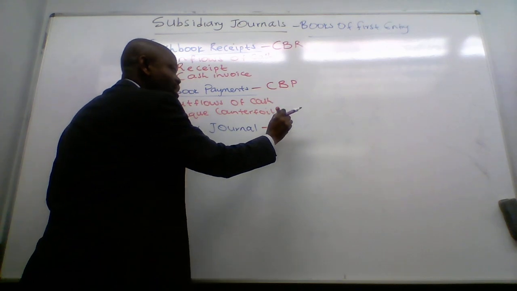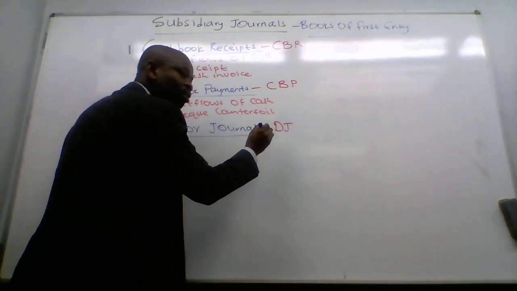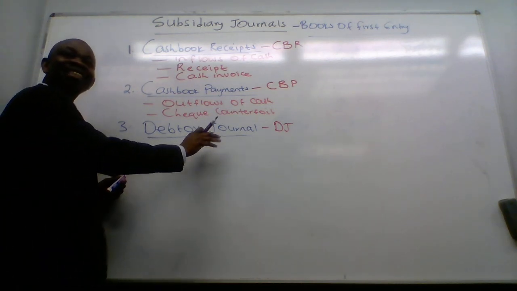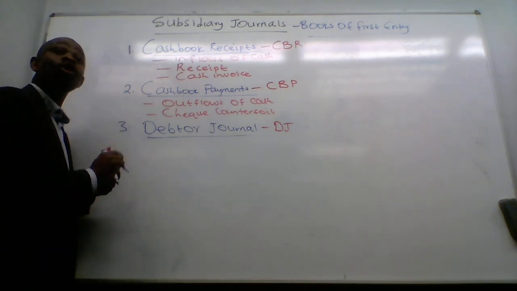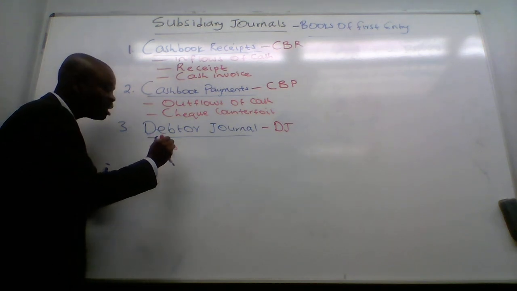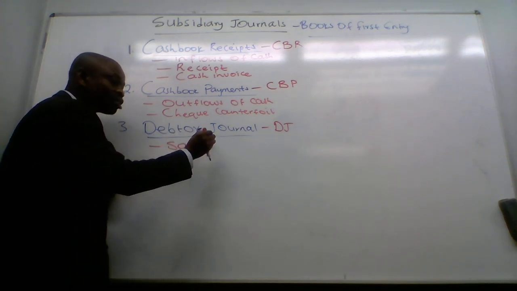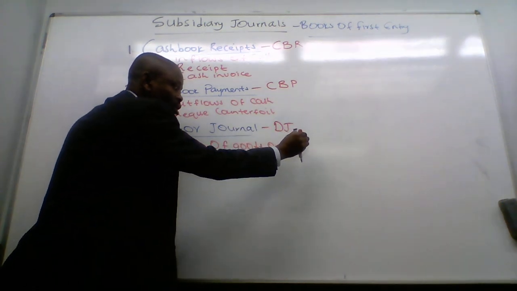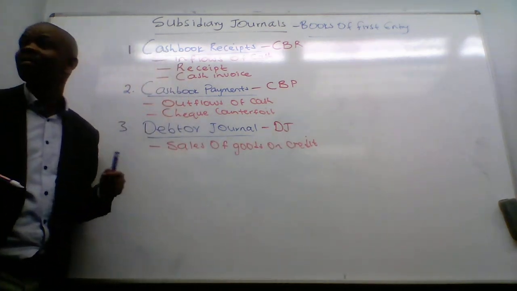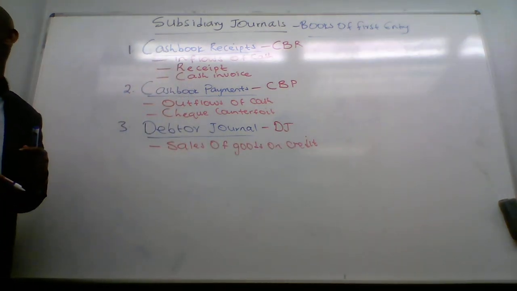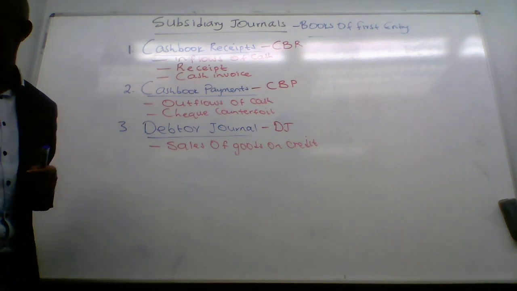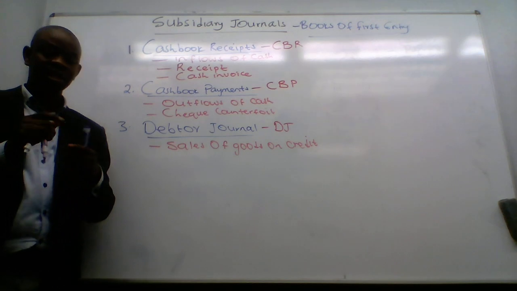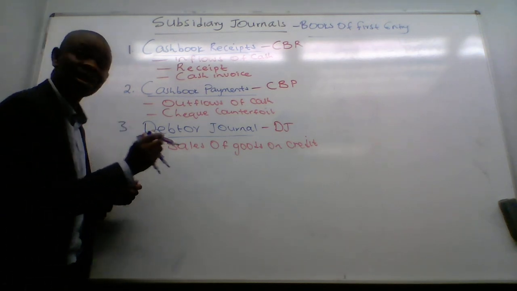DJ. But please, this is not the one who mixes. You know that one? This means debtors journal. We only record the sales of goods on credit. I don't skip. Okay. So sales of goods on credit. Can you see? I said credit only.